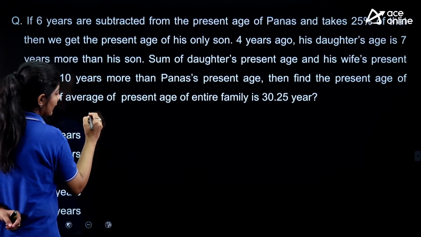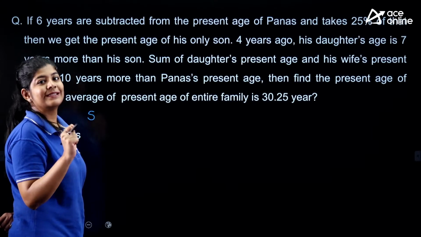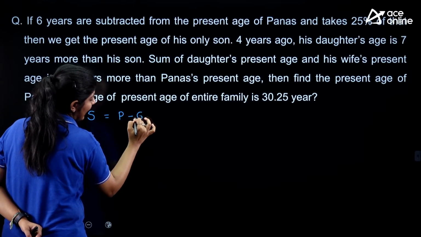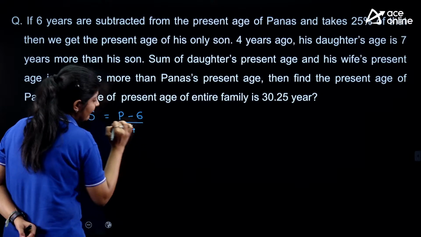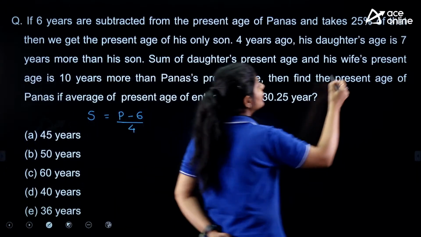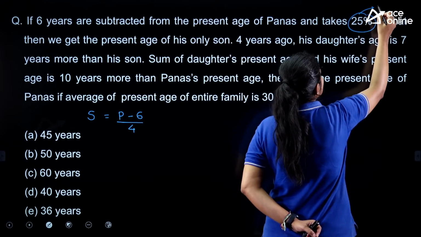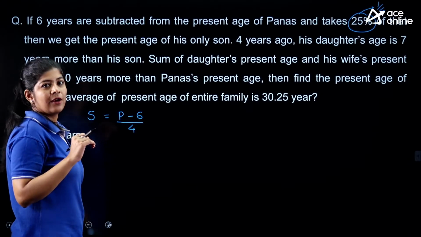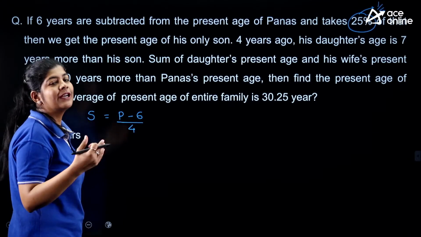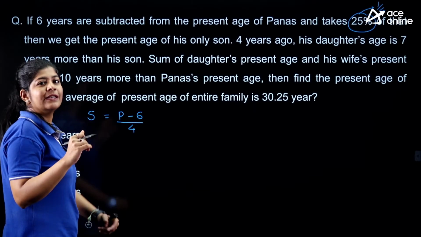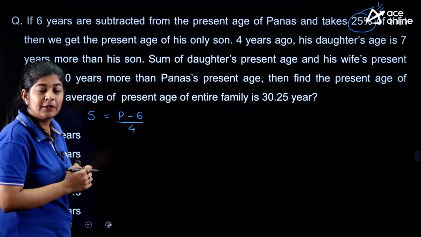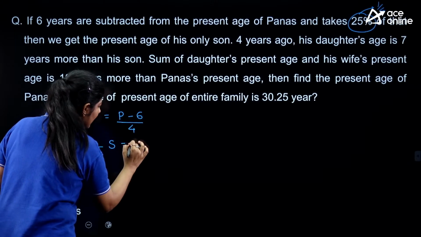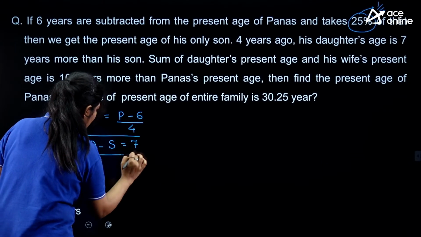To calculate the age of his only son, it is nothing but the age of the person minus 6, and 25% of this. So I can divide it by 4, because I know that 25% can be written as 1 by 4 in fraction. Now, it is given that 4 years ago, the difference between his daughter and his son was 7 years. We know that the difference between any two people always remains the same. So we can say that daughter minus son is equal to 7.